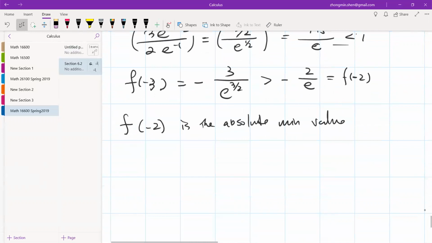Right. So this is about the applications of the derivative of the function.